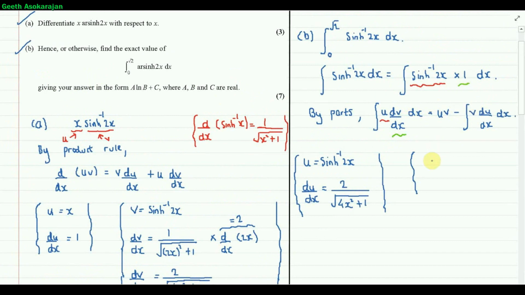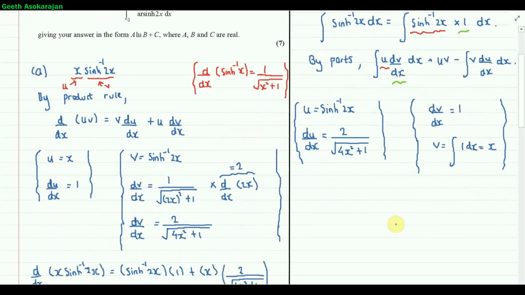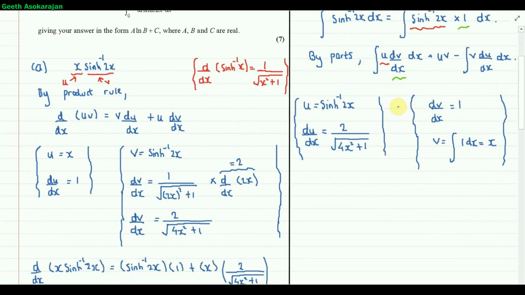Now dv over dx I've chosen to be 1, the remaining term. So dv over dx is 1, and v in that case is the integral of 1, and when I integrate 1, I simply get x. Now that I know the data for the by parts formula, let's plug it in.